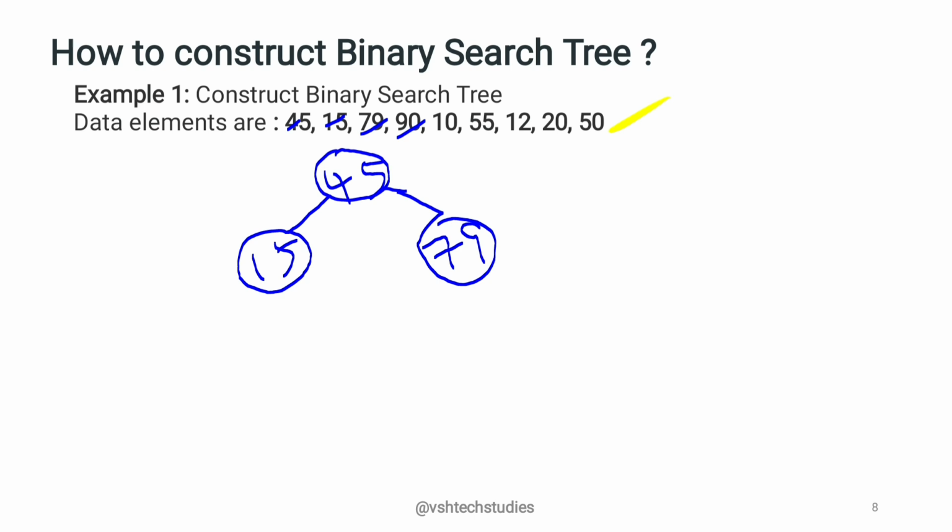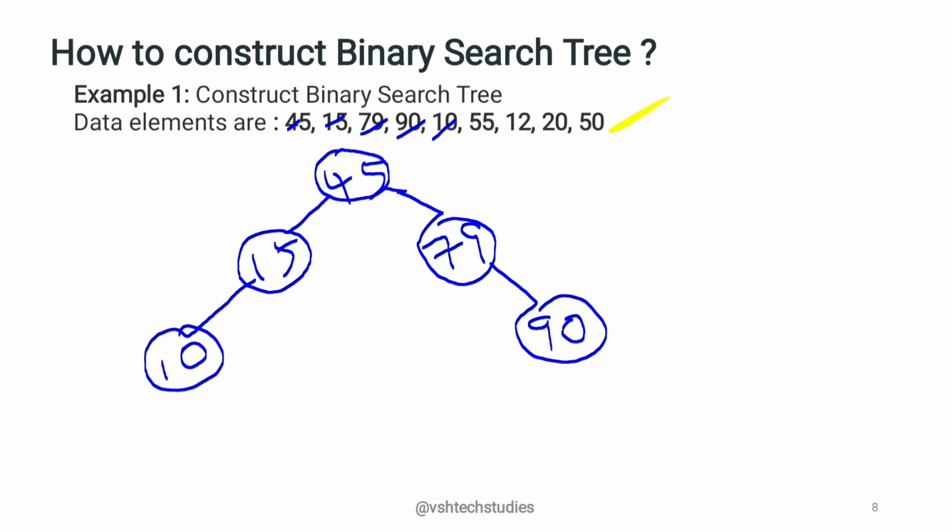90 is greater than 79, so it should be the right child of this. Next, 10. If you take this tree created, 10 is smaller than 15, hence it should be the left child of this root node 15.